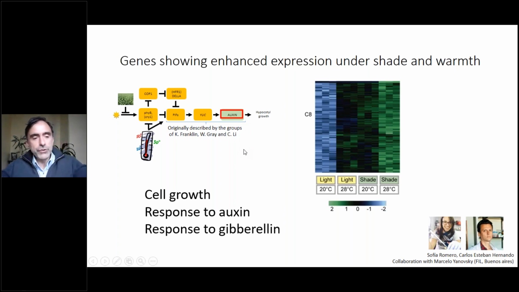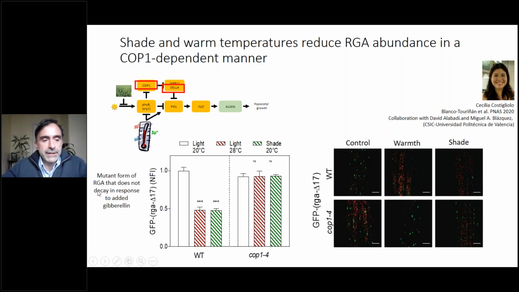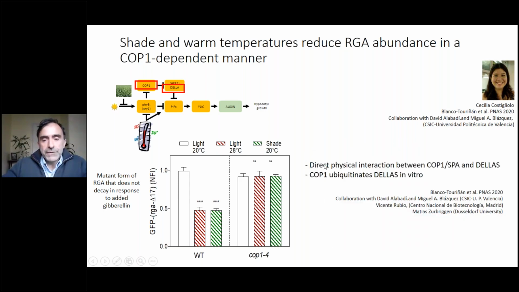To analyze that, we used a mutant form of one of the DELLA proteins, RGA. This mutant form does not decay in response to gibberellin. You can add a lot of GA and nothing happens. However, when we grow these plants under either warm temperature or under shade, we can see a large reduction in the levels of this mutant form of RGA. And this response is completely lacking in the COP1 mutant background. From additional experiments, we know that there is direct physical interaction between the members of the COP1 SPA complex and DELLA proteins, and that COP1 can ubiquitinate DELLA proteins in vitro.